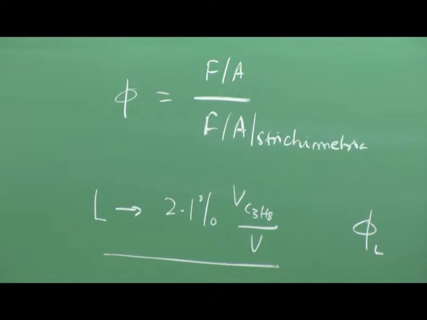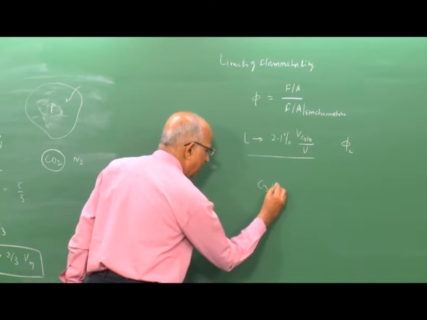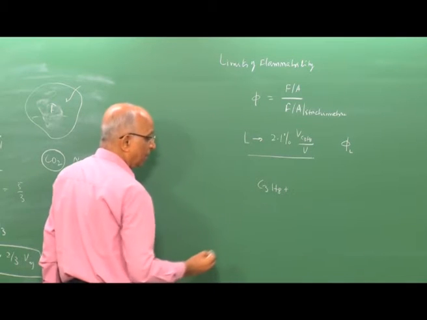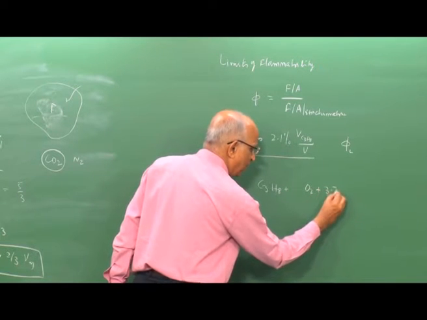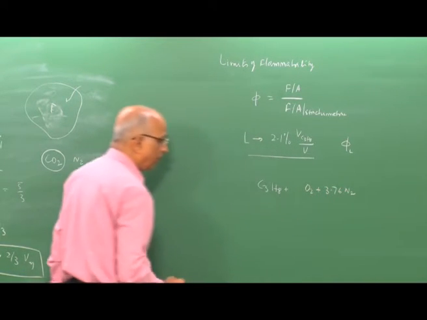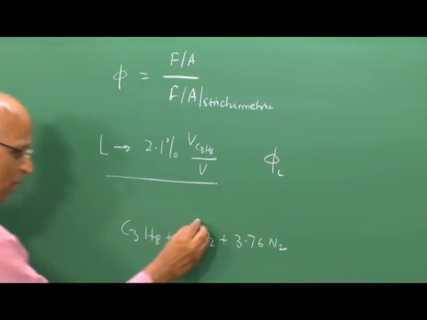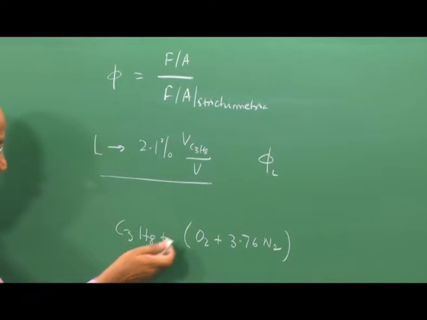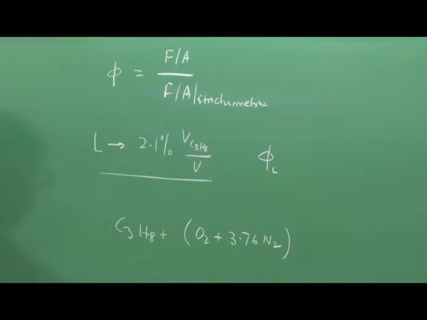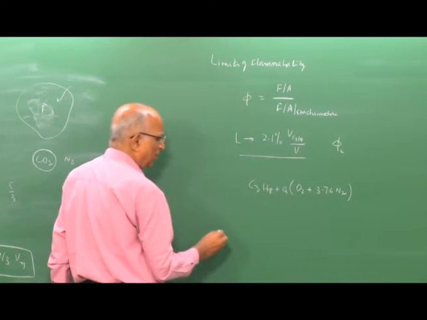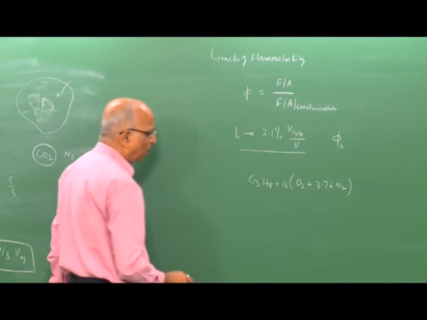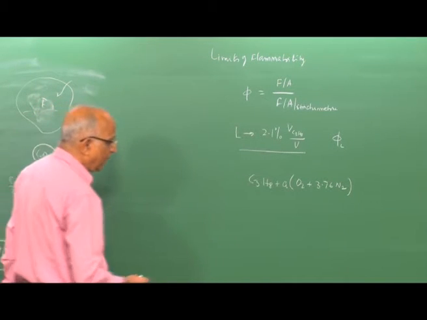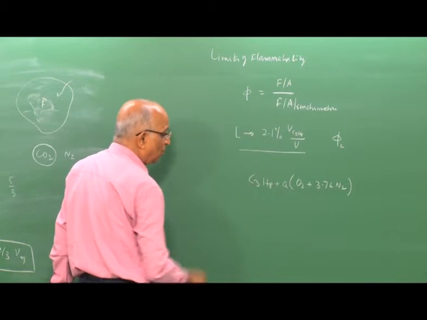Therefore, immediately I say, well, my reaction is C3H8 in an air mixture, therefore I have oxygen. Each mole of oxygen is associated with 3.76 moles of nitrogen, and for each mole of propane, I have some moles of air over here. Let us assume I have A moles over here, therefore, I have A of O2 and 3.76 A of N2, this is my total value what I get over here, and see, moles are proportional to volume.